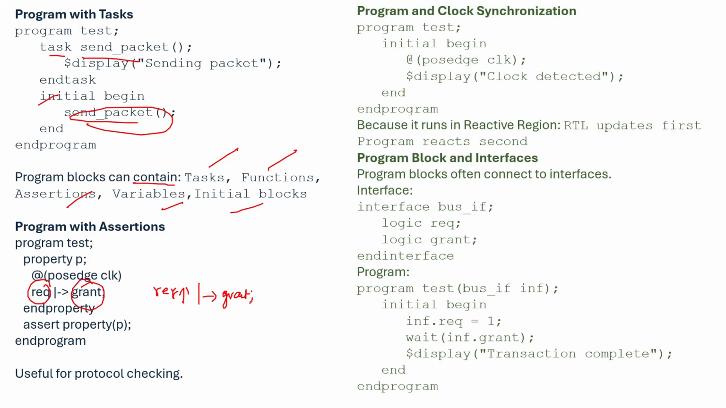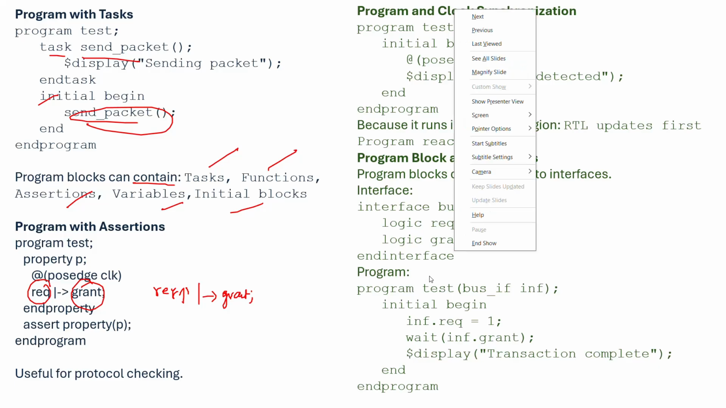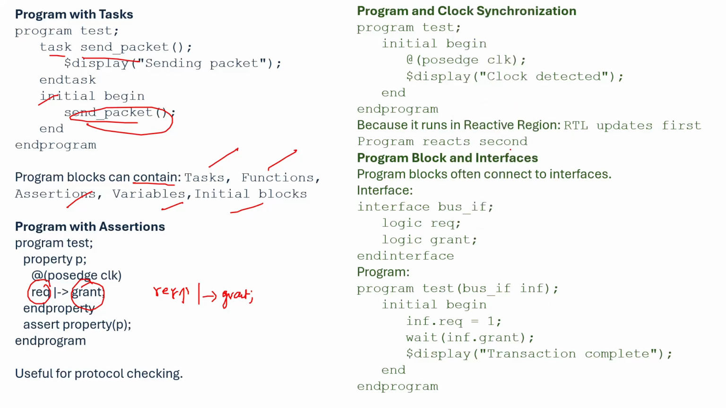So this is the programming block, the clock synchronization. That means with respect to clock also we can write that. Okay, because it runs in which region? Reactive region. So RTL is updating first. After that, the programming block will be reacting, because it is executed in the reactive region.